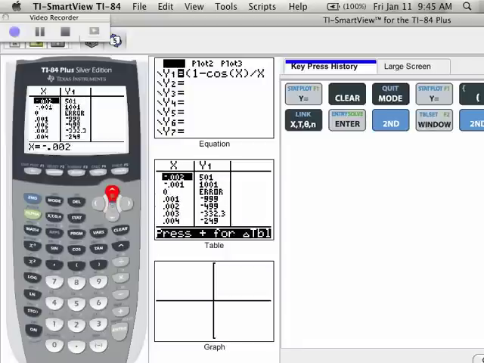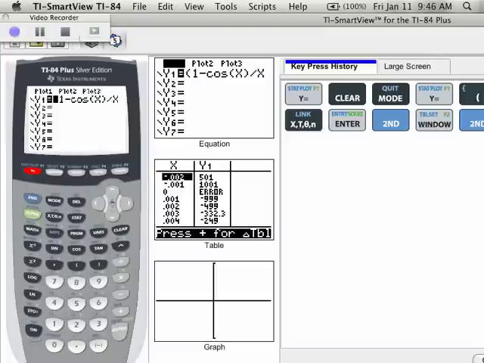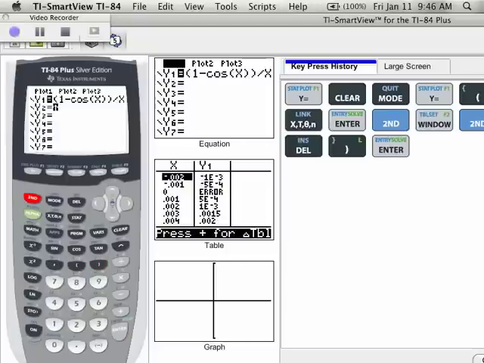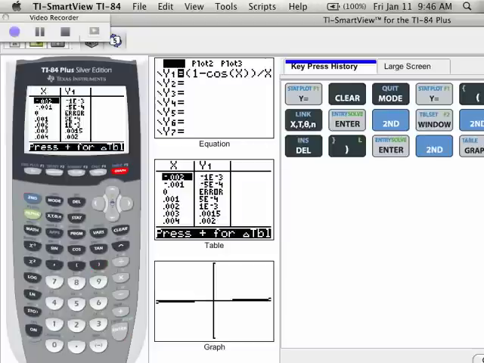Did I forget something? Oh, see? Bad, bad, bad. So I need to put in a parentheses. Good catch. And now I'll look at my table, and this is what I see. I see this negative 1e negative 3 for my y value.